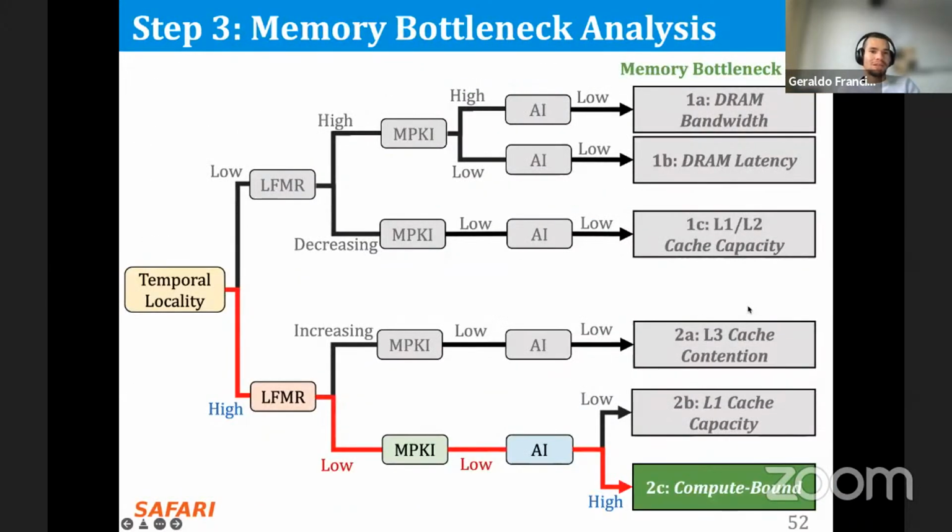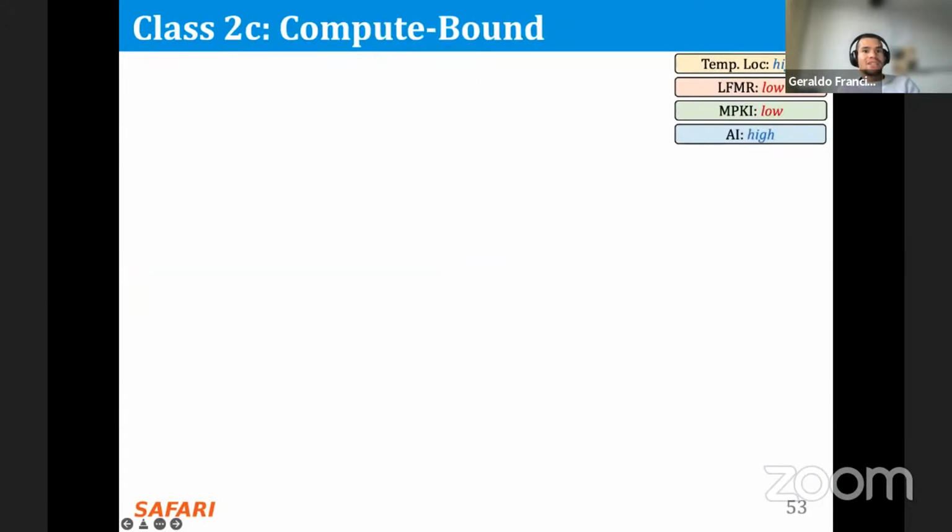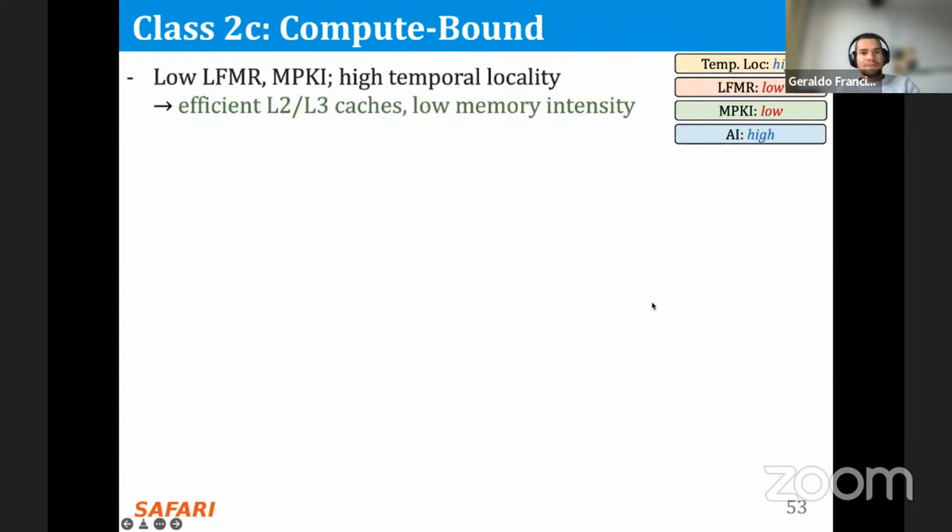Finally, we analyze compute bound applications. Applications in this class have high temporal locality and arithmetic intensity, low last-level first miss ratio, and low MPKI. The low LFMR, low MPKI, and high temporal locality in this case indicate that such applications make effective use of the cache hierarchy and also have low memory intensity.